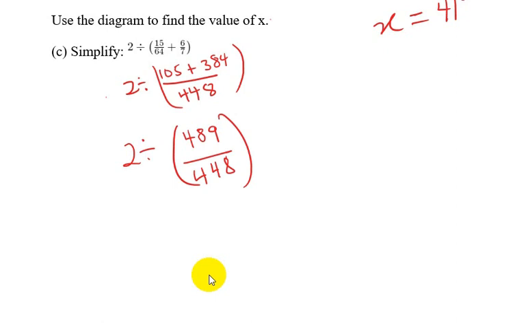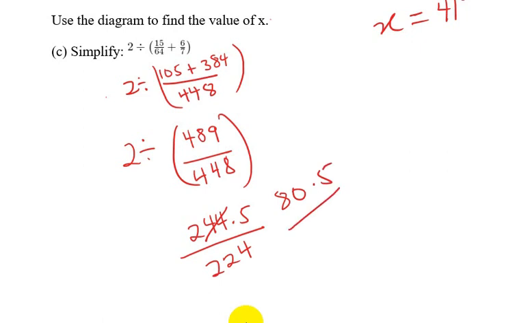So 489 divided by 2 gives us 244.5, and also 448 divided by 2 also gives us 224. Okay, now 8 goes here 80 times, so you get 80.5, and 8 also goes here 28 times. Okay, so with this one we can still break it down.